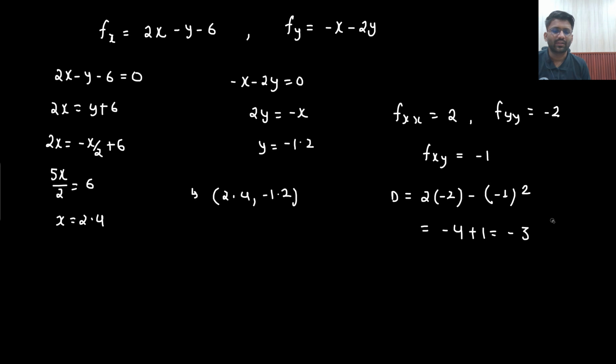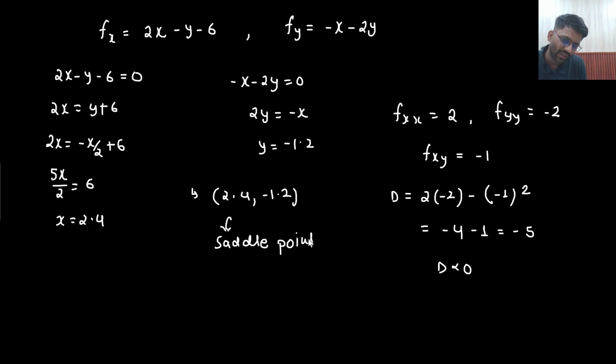Okay, it is minus 1 only. It is coming out to be minus 5 only. Minus 4 minus 1, it is minus 5 only. D less than 0. What does that mean? This point is nothing but saddle point. So it cannot give you maximum or minimum value. It is a saddle point. D less than 0. Okay.